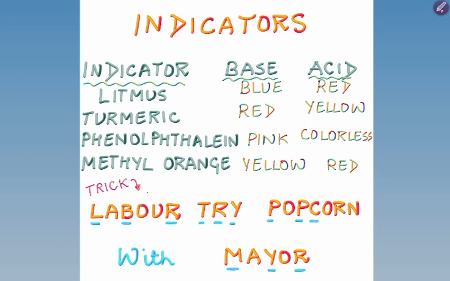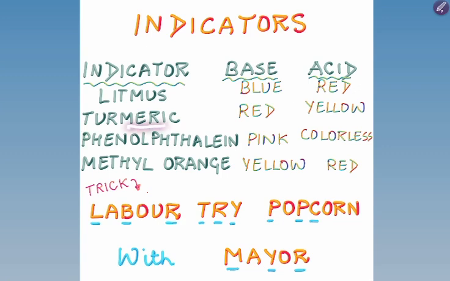Now if I see this "Labor" part, I always correlate it with litmus like this. How? L, Labor of L, that means litmus. Labor of L indicates litmus. B indicates blue. R indicates red. But always keep it in mind that first you will write base and then acid. If you write the opposite, then all opposite colors will come. Okay children, so you have to keep this in mind.